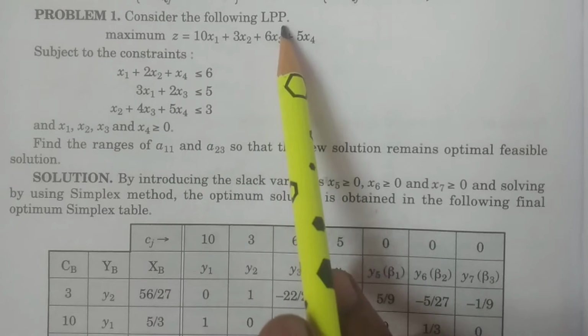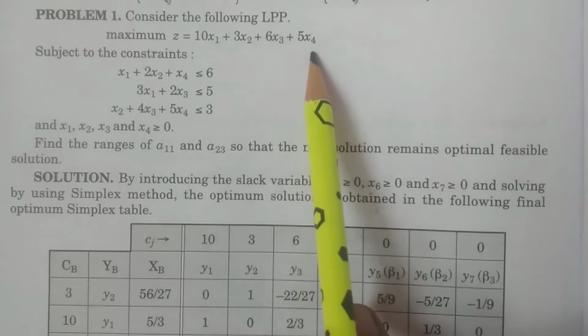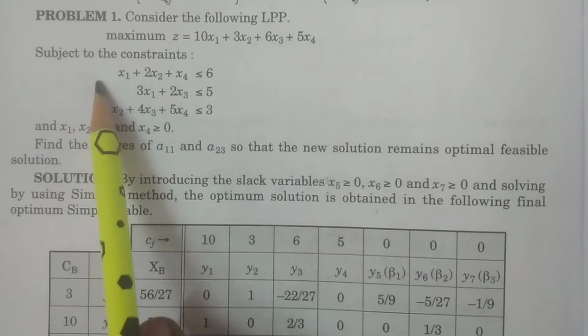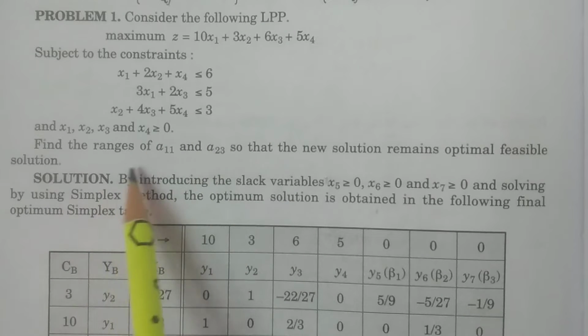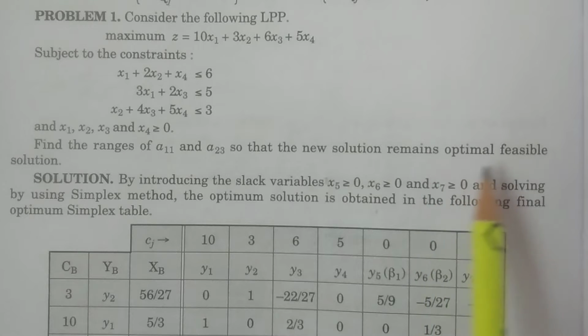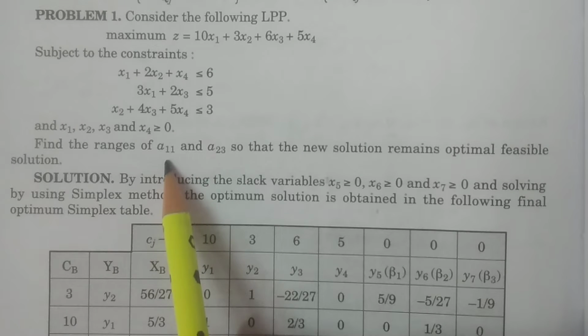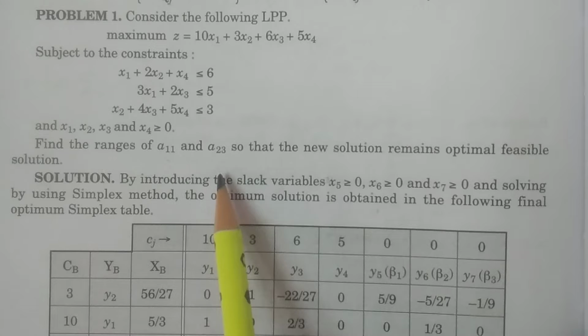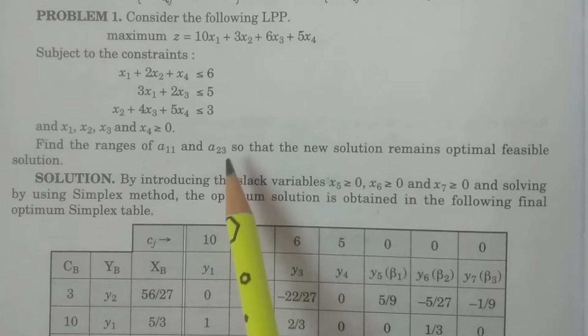Consider the following LPP. Maximize Z = 10x1 + 3x2 + 6x3 + 5x4, subject to the constraints here, and x1, x2, x3, x4 are greater than or equal to 0. Find the ranges of A11 and A23 so that the new solution remains optimum. I have considered two particular elements of the coefficient matrix A, A11 and A23, which cover both the cases. So I have considered this problem, right?